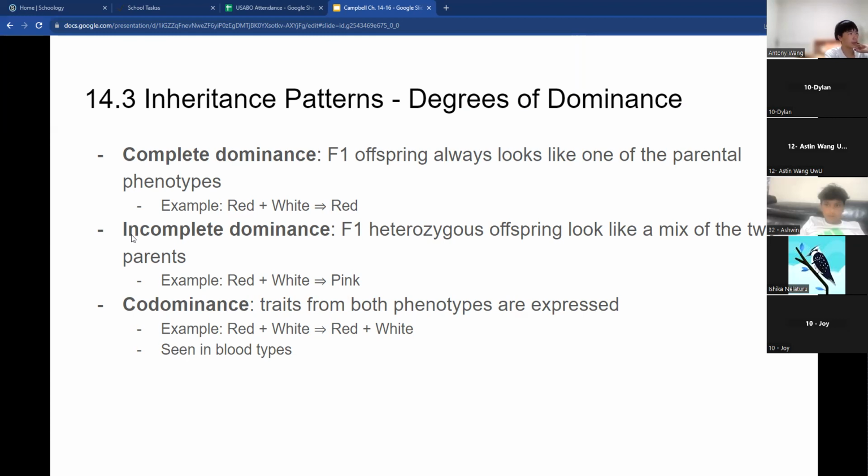However, the second type of inheritance is incomplete dominance. This is like a blending of the alleles.